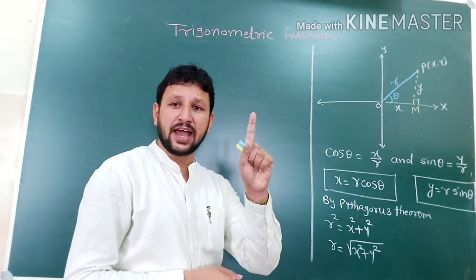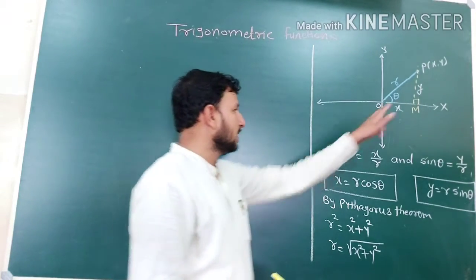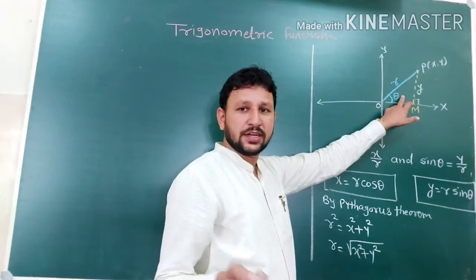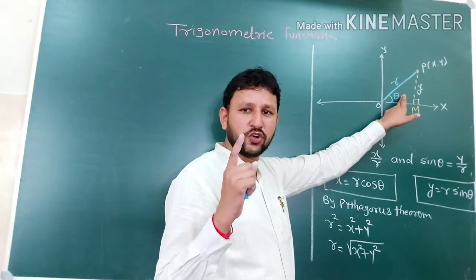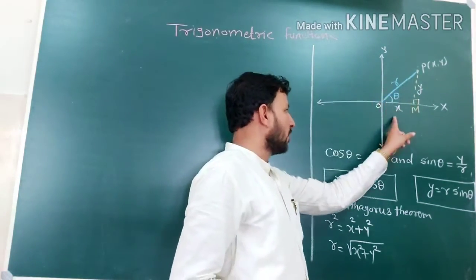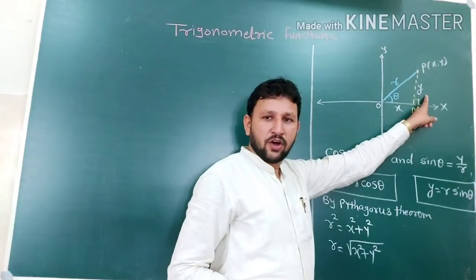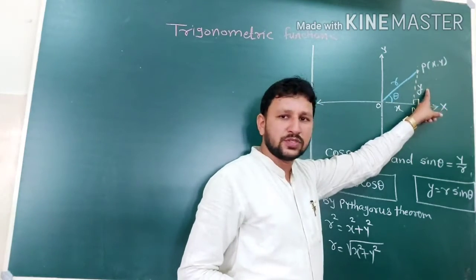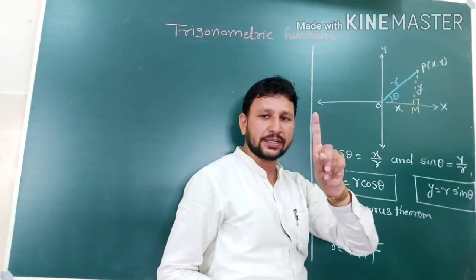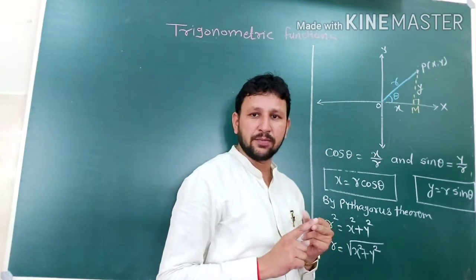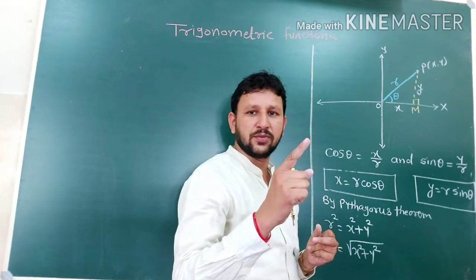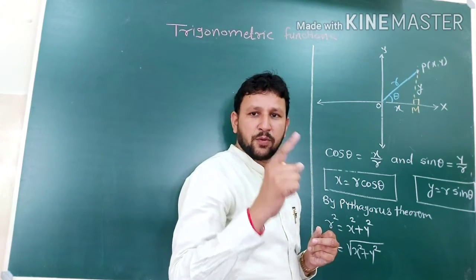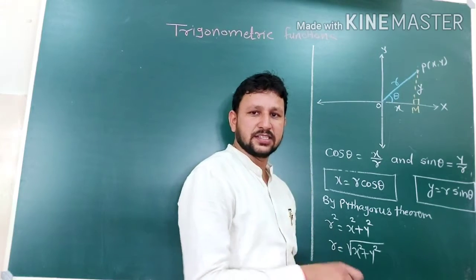Now remaining is the angle theta. To get the angle theta, we use the trigonometric ratio that gives values of x and y. Observe, x is the adjacent side, y is the opposite side, trigonometric ratio tan theta is applicable. That gives the relation between opposite side and the adjacent side.